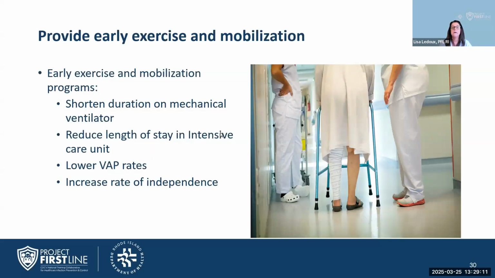Providing early exercise and mobilization is important. It's considered a key strategy to prevent VAP by promoting lung function, reducing the risk of aspiration, and improving overall physical condition, making it a crucial part of patient care for individuals on a mechanical ventilator. Research supports its effectiveness in lowering VAP rates and potentially shortening the duration of mechanical ventilation in ICU stays. Early mobilization helps to prevent atelectasis by improving lung expansion and mobilization of secretions, which can otherwise lead to bacterial growth and pneumonia.